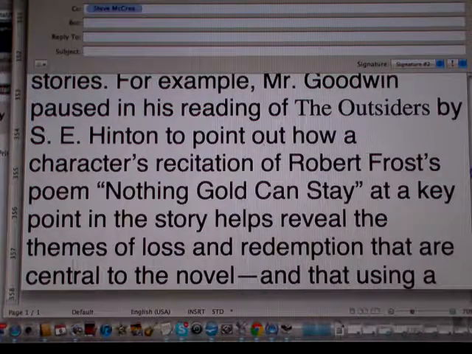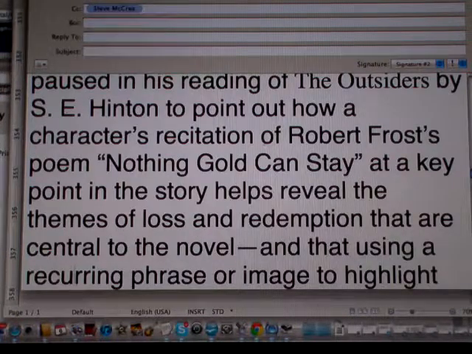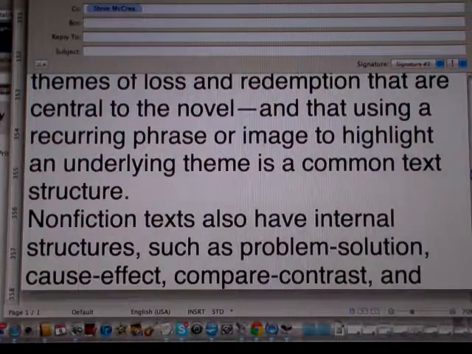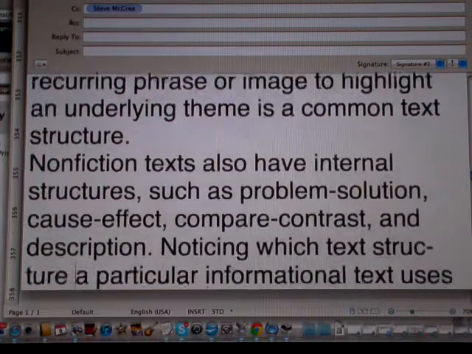A teacher could pause in the reading of The Outsiders by S.E. Hinton by pointing out how a character's recitation of Robert Frost's poem "Nothing Gold Can Stay" at a key point in the story helps reveal themes of loss and redemption that are central to the novel, and that using a recurring phrase or image to highlight an underlying theme is a common text structure.